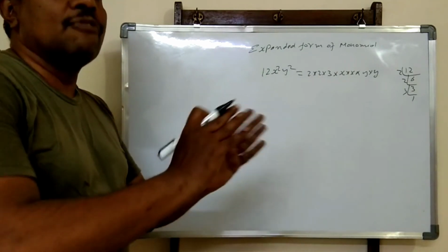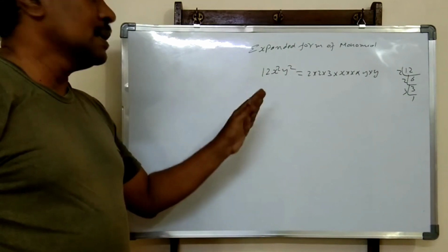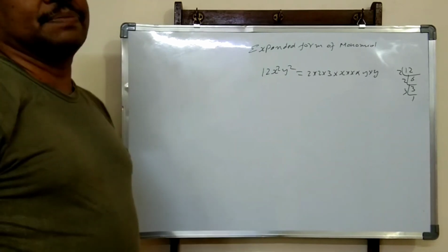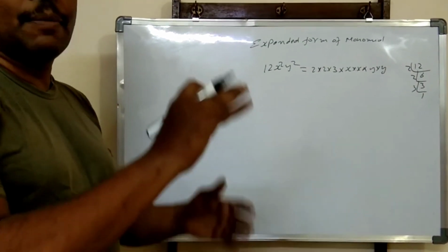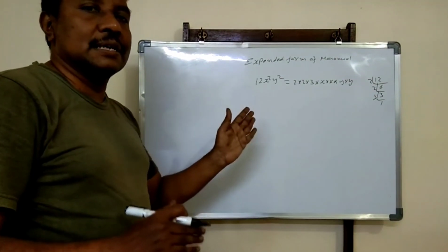Like that, you have to write a monomial in expanded form. That means factorizing a monomial. So this is how we have to factorize a monomial. This factorizing will be helpful for the next section: how to divide a monomial by a monomial and a polynomial by a monomial. Everything we'll discuss in the next class.